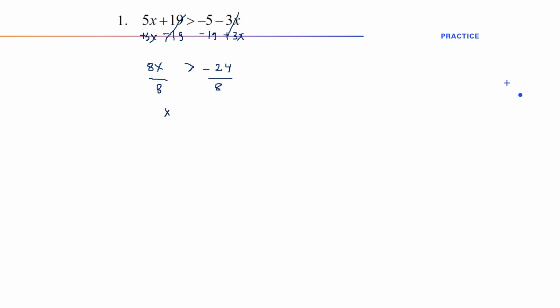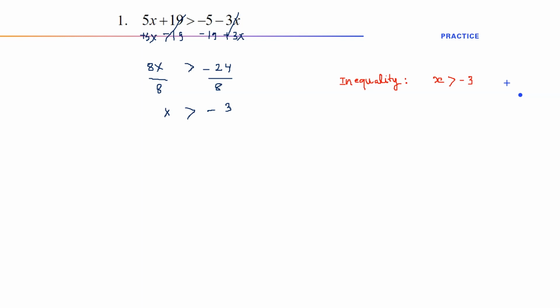Now we divide both sides by 8. We'll have x greater than negative 3. And remember, inequality notations go right at, in this case, x greater than negative 3.